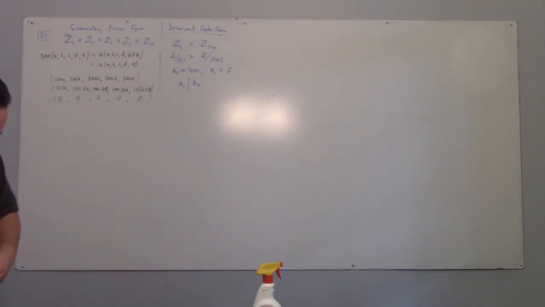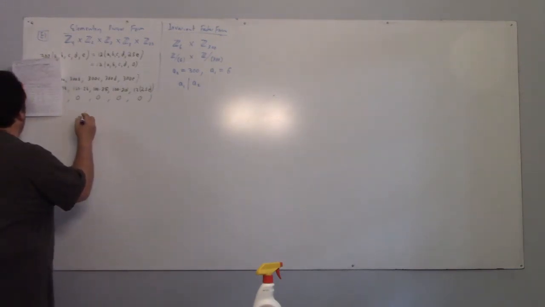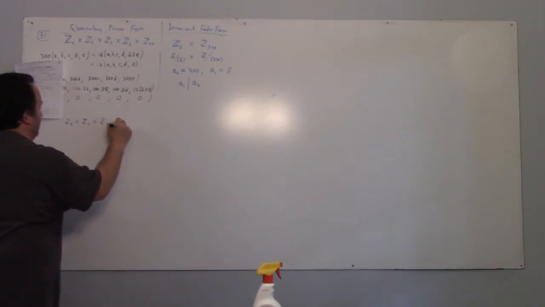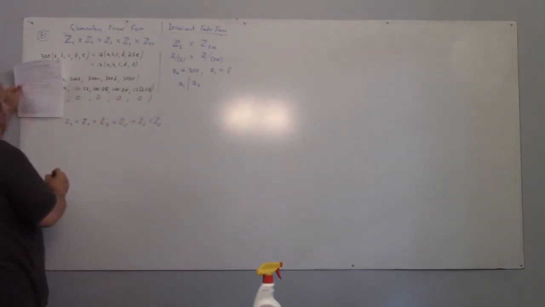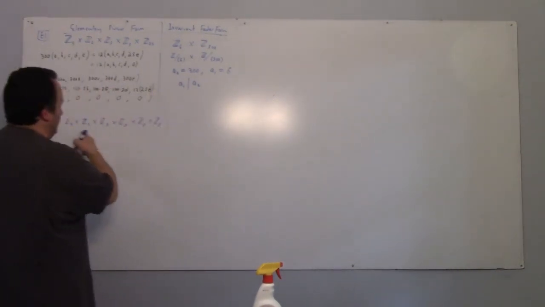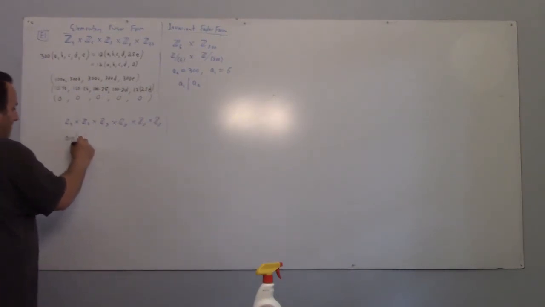I think now that we've done this, we can figure out another one, right? Yeah. So, for example, if we do Z4 cross Z2 cross Z3 cross Z3 cross Z5 cross Z5, right? What's the annihilator here? Let's see. I'd say 60.